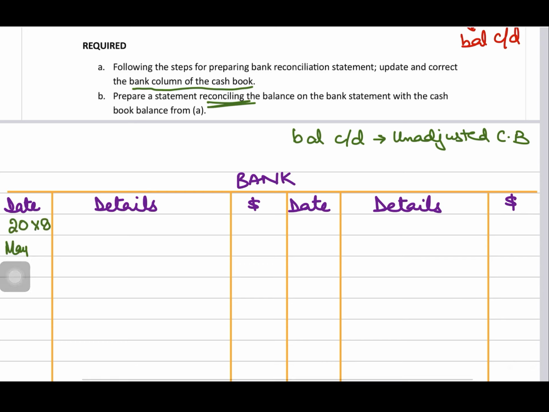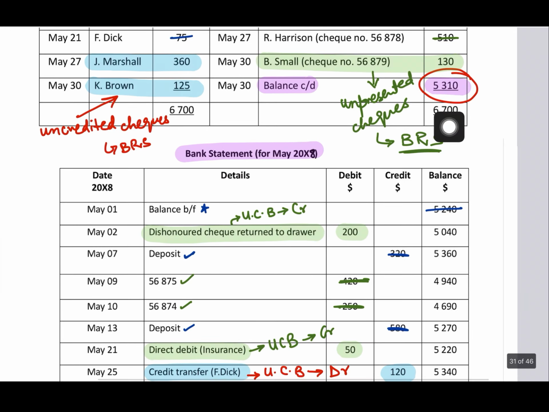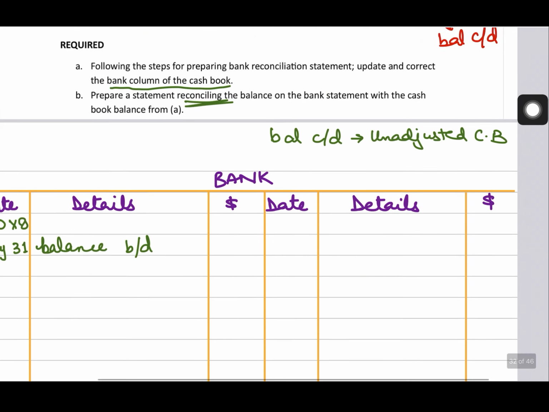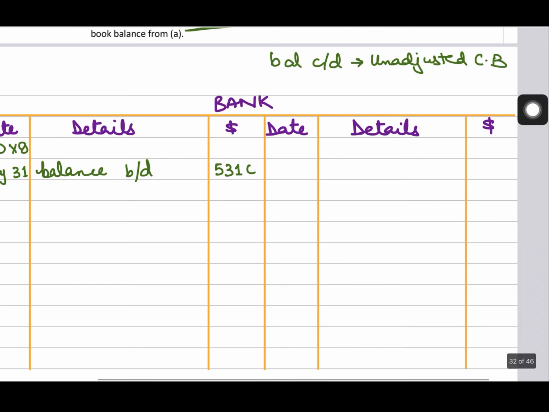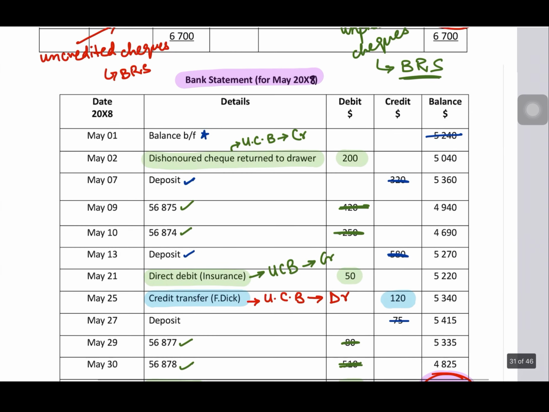So 20x8, the dates will be the ending dates because after receiving the bank statement and after calculating the balance in the cash book, all the entries will be made at the end of the month. So all the adjustments will be for the same date or whatever the date is given to you in the question. So balance brought down, which is basically the CD balance of your unadjusted cash book, 5310 on the debit side. And now I have to adjust for the items that are there in the bank statement but not in the cash book. So first one is dishonored check amounting to 200.